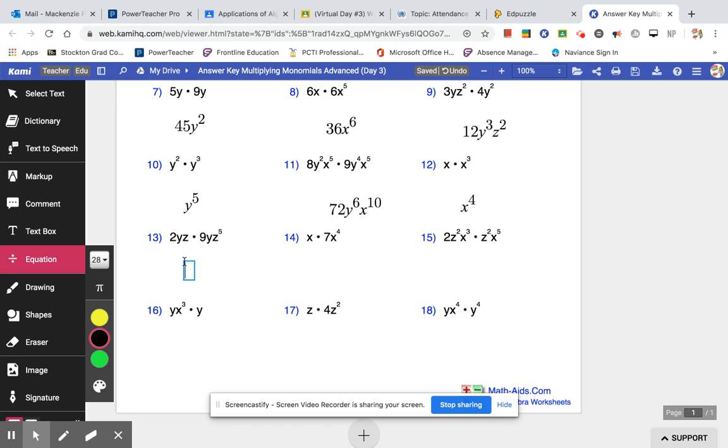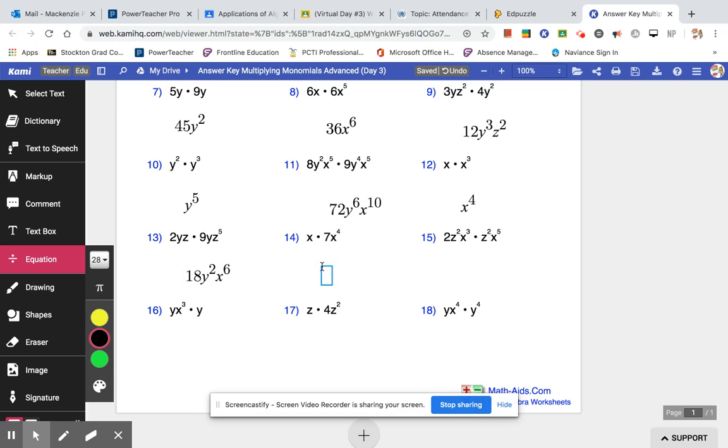So if I take a look at 13, my 2 coefficients are 2 and 9. 2 times 9 becomes 18. I keep my base of y. Again, neither of these have an exponent, so I know those exponents are 1. So when I add the 2 ones together, it becomes y squared. And then again, this z doesn't have an exponent here, so this exponent on the z is 1. So if I add 1 plus 5, it does become to the 6th. So if you look, a lot of your answers might be one smaller exponent than mine, and it's just because you forgot that there was 1s on all of these bases.